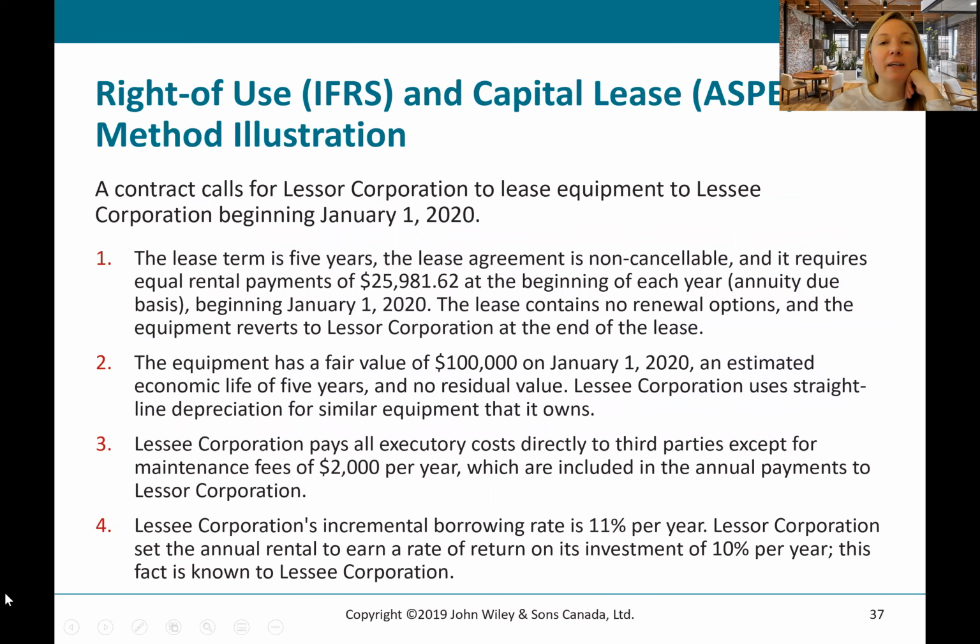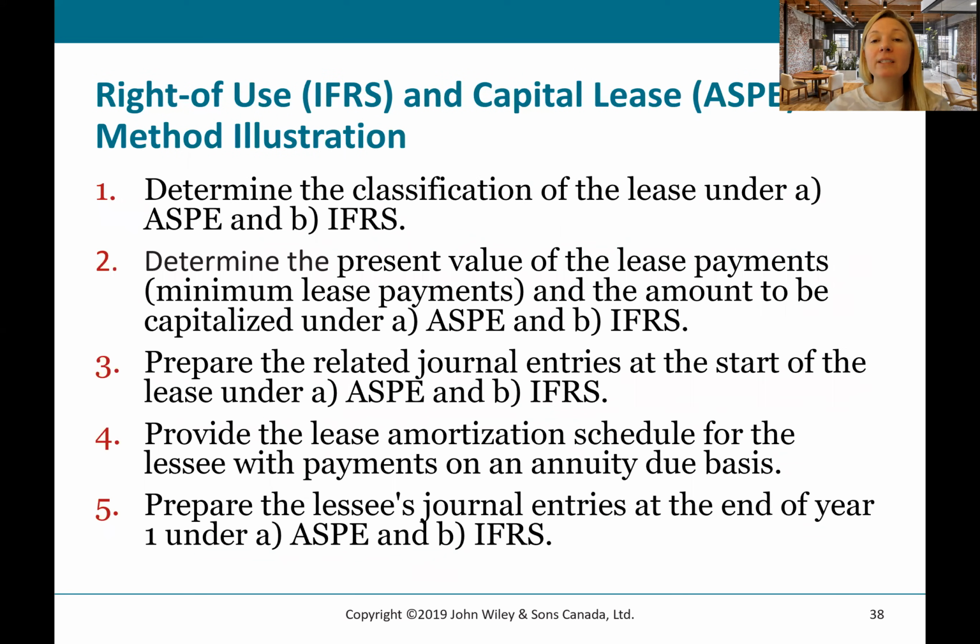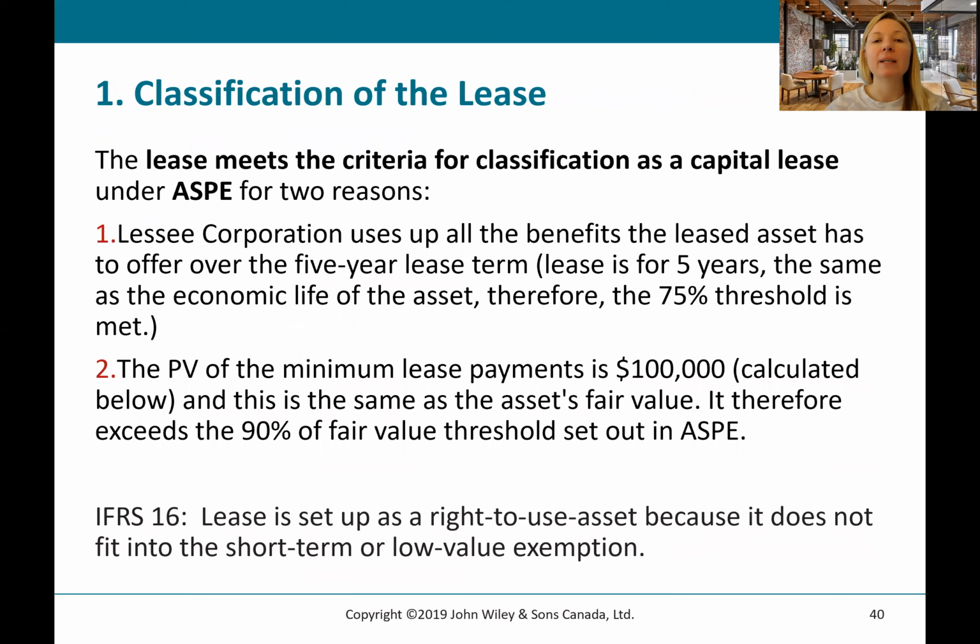The lease term is 5 years. We've got it right here. And it says in number 2, the equipment has an estimated economic life of 5 years. So our first criterion under ASPE is whether the lease term is more than 75% of the asset's economic life. In this case, the lease term is 100% of the asset's economic life. So we know we've met criterion 1. And we actually only need to meet 1 criterion in order for it to be a capital lease. So we know that it's already a capital lease.